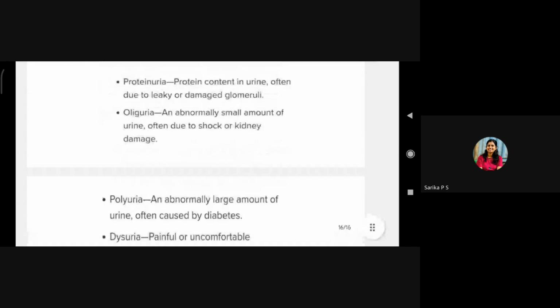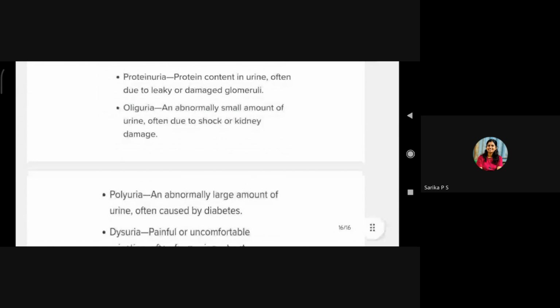It's not that one day you are getting dehydrated, you're not drinking proper water, and then you are getting less urine. That is not the condition of oliguria. There is an abnormal pathological condition in the body which is leading to a small amount of urine, that is oliguria.